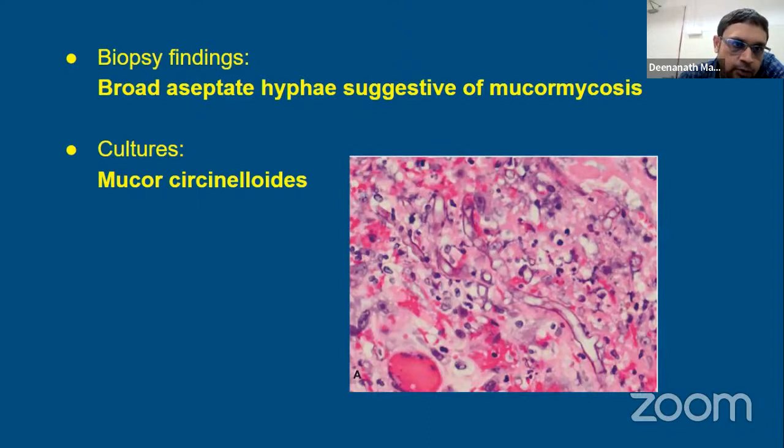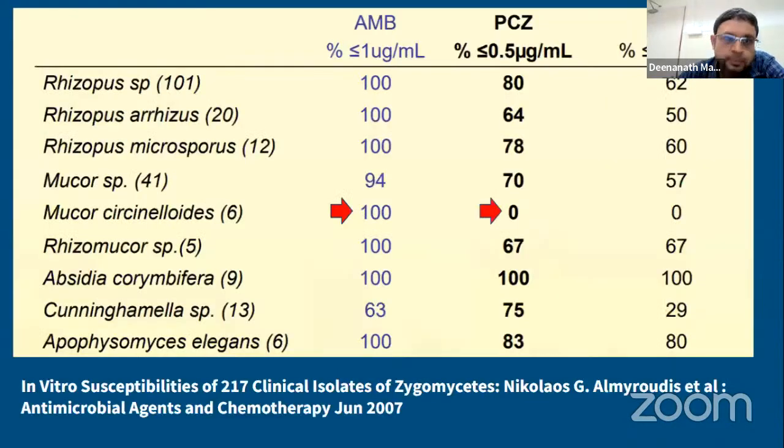But a very interesting thing was that his cultures, which grew on MALDI, the species was identified as Mucor circinuloides. Now it's a species which is particularly associated with very high resistance as far as the azoles are concerned. If you compare amphotericin and posaconazole across the various subspecies and genera for mucormycosis, then Mucor circinuloides is associated with very high MICs for azoles. So again, the same point here: when you are considering these patients, look at the species, subspecies.